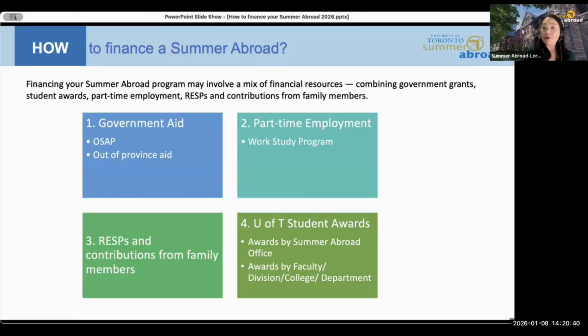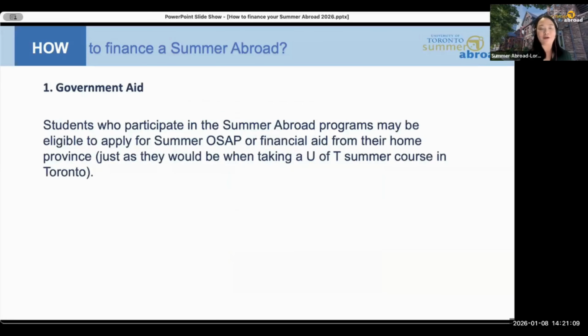Maybe there are other contributions that you could also address. Or number four, the very important part, is UFT student awards. There's quite a bit of funding across University of Toronto. UFT really wants you to be taking part in these international opportunities. And I want to make sure students understand that these resources exist, what the eligibility criteria are, and how you go about applying. So let's start with the first one.